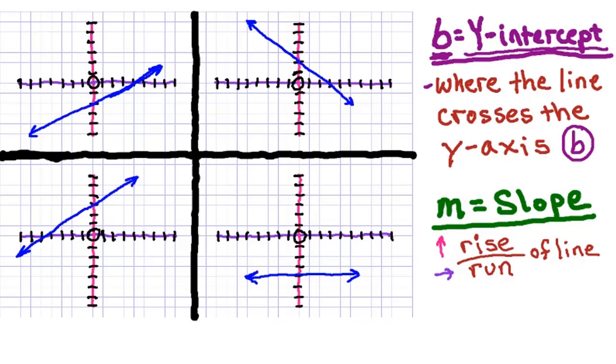So if you look at these four graphs, in each graph, the line is crossing the y-axis at some point. Now, where is the y-axis? The y-axis is the pink line going up and down. There's the y-axis, just to remind you.